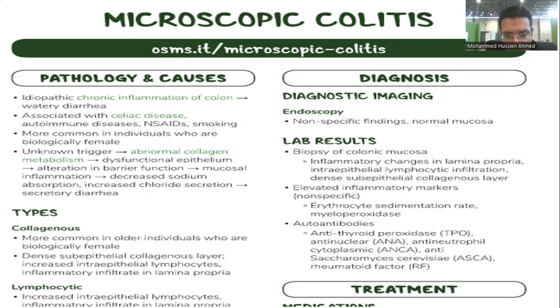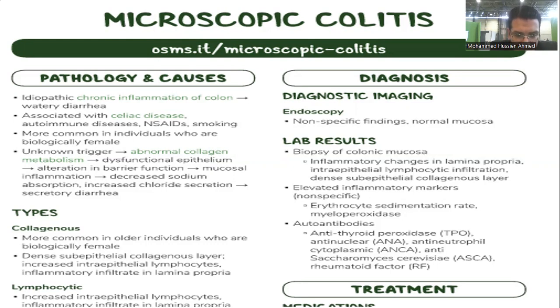It is more common in individuals who are biologically female, who are probably more susceptible to having microscopic colitis. Unknown triggers cause abnormal collagen metabolism and dysfunctional epithelium, and this alters the barrier function of the mucosa and leads to mucosal inflammation, in addition to decreased sodium absorption and increased chloride secretion. So it leads to secretory diarrhea.